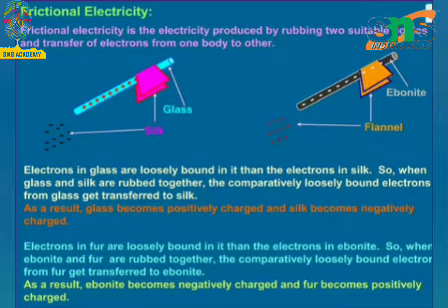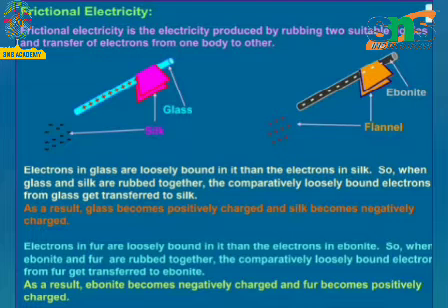In this PPT I have given two examples. One is glass and silk, and another one is ebonite and fur. See the image. Electrons are there in glass as well as silk, but the electrons present in glass are loosely bound. So what will happen now? When glass and silk are rubbed against each other, these loosely bound electrons from the glass get shifted towards silk. So the glass becomes positively charged while the silk becomes negatively charged.